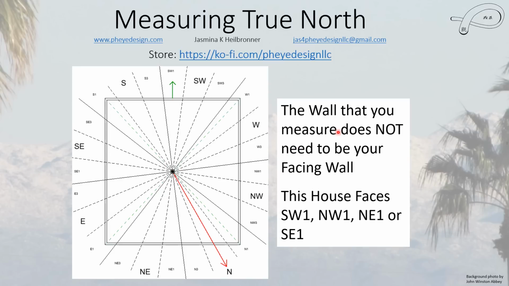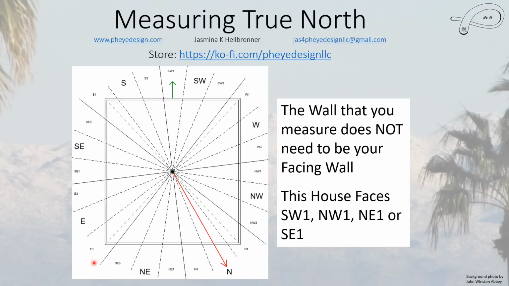Now, remember, that wall that we measured, the one the sun comes in at, does not need to be your facing wall. It just has to be able to get the sunlight into your house at solar noon. So if this were your house and you had a road out here on the right side, your facing wall would be northwest 1.